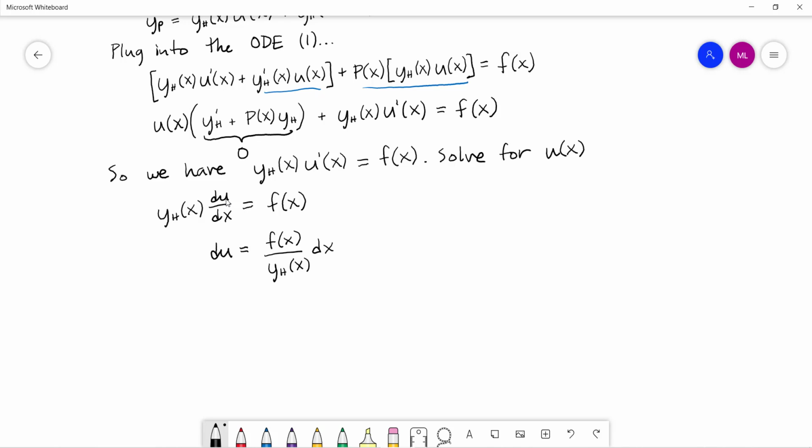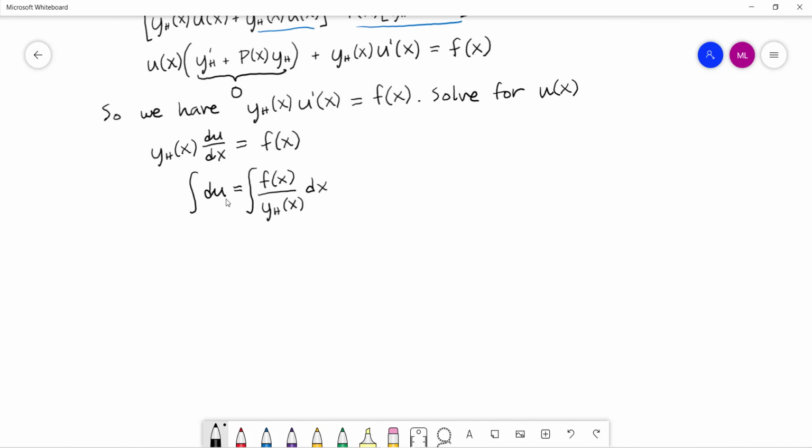And we will integrate both sides, and what we'll wind up with is that u is equal to this integral, which for now I can't touch because I'm not picking a specific f of x or a specific yh of x. But that's what this u needs to look like.